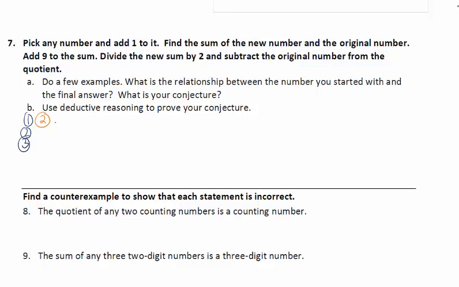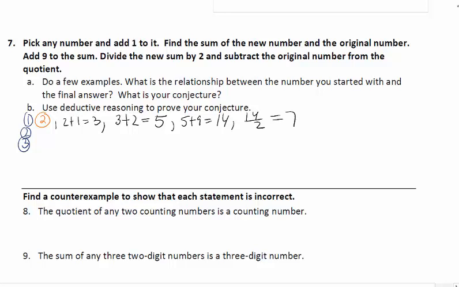Pick any number and add 1 to it. So 2 plus 1 equals 3. Find the sum of the new number, which is 3, and the original number, which is 2. Be careful. Find the sum, which means add. The new number, which we got was 3, and add the 2, which was the original number, which is 5. Add 9 to that sum, which gives me 14. Divide that new sum by 2, which gives me 7. And subtract the original number, which was 2, from that quotient. So that gives me 5.